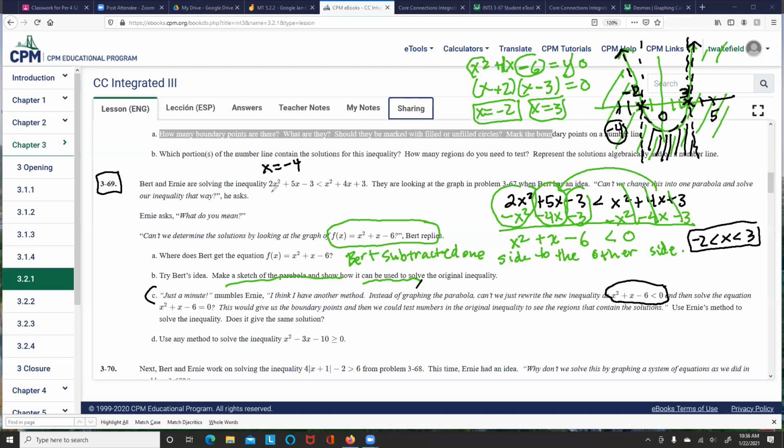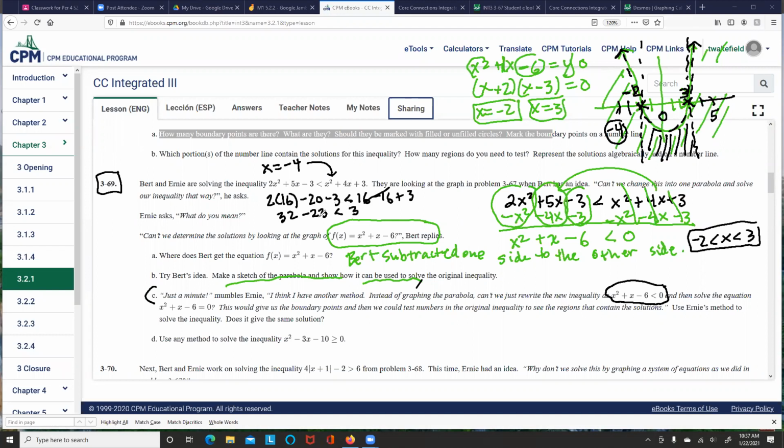When we test x equals -4, we get 2 times -4 squared, which would be 16, plus 5 times -4, which would be -20, minus 3 is less than -4 squared, which is 16, plus 4 times -4, which would be minus 16, plus 3. Okay, let's try this out. 2 times 16 is 32, minus 20 minus 3 is going to be 9, is less than, and this is 0, which is 0 plus 3.